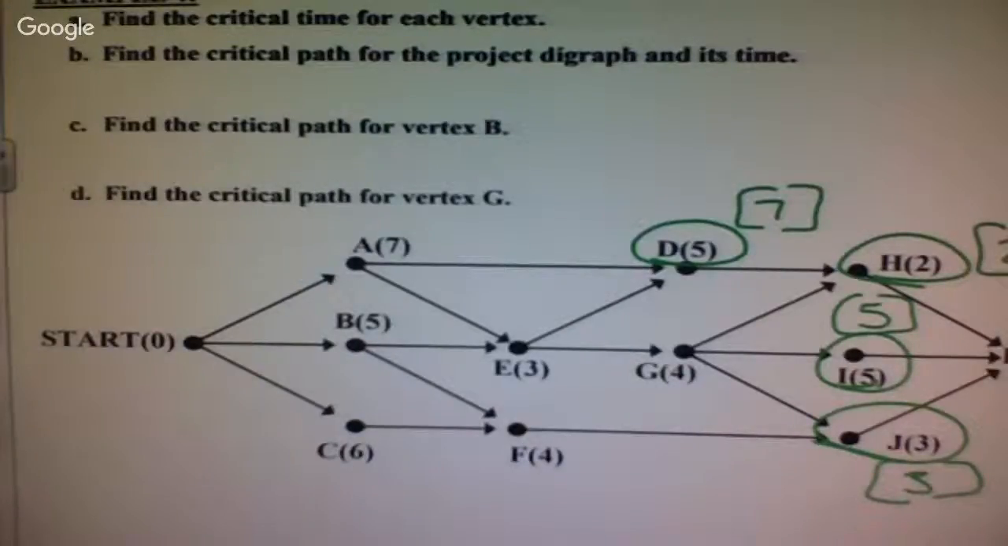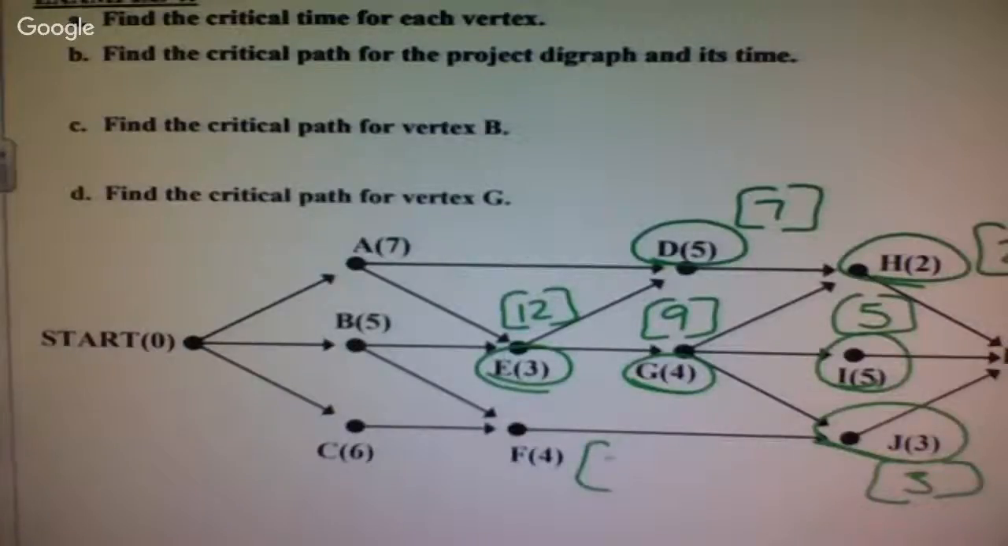Okay, there are 3 different ways that I can back up to point G. So I can either go 2 backwards, 5 backwards, or 3 backwards. I want the biggest number, so that's going to make G 9. There are 2 ways to back up to E. I can go from 7 or from 9. Again, we want to take our biggest time, so that's going to give me 12. There's only one way to go backwards to F. So that gives me 7.